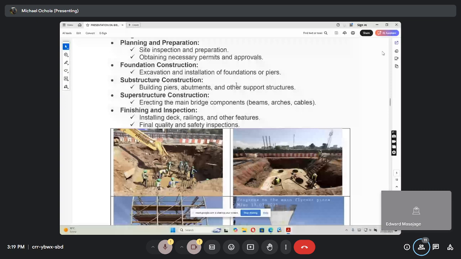And you put in a factor. So now you look at the entire project from design, construction, maintenance, and its function to make sure it moves as designed. So now then you find installing deck, you have railings and other features like I've told you, services, asphalt, concrete, and then final quality and safety inspection.